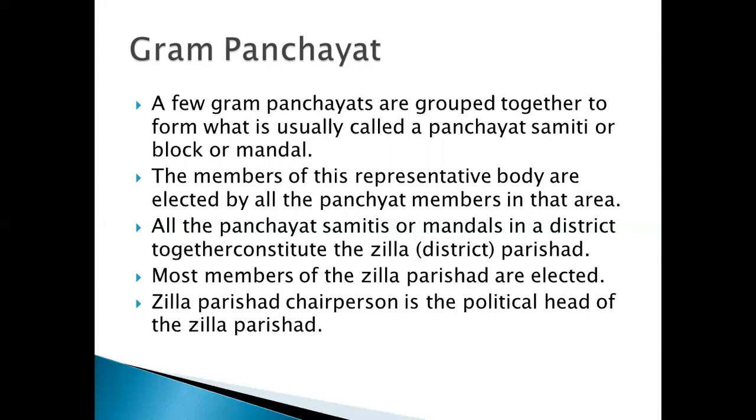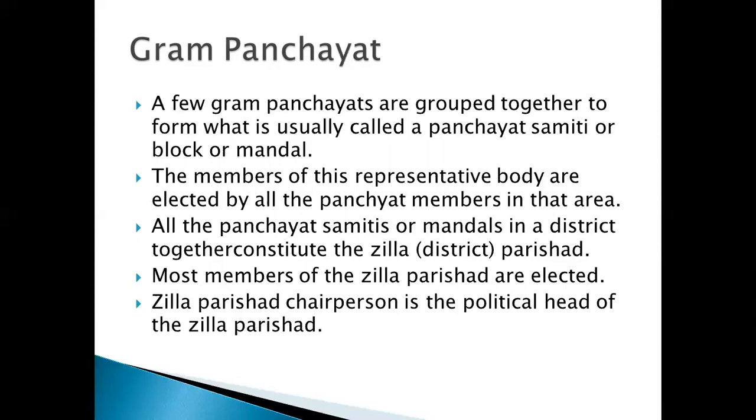Most members of the Zilla Parishad are elected, and some of them are appointed by the government. There are government officers. In fact, in the village also there are government officers, but in Zilla Parishad there are many government officials who are working. In fact, the people from that district who have been elected as a member of parliament and member of legislative assembly are automatically, by default, members of this Zilla Parishad.